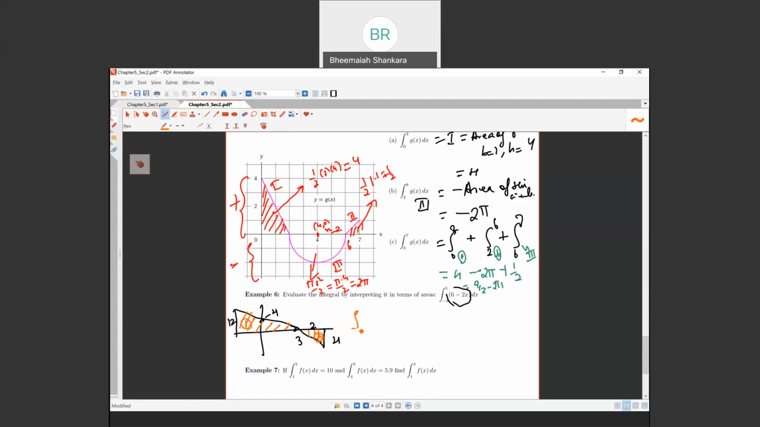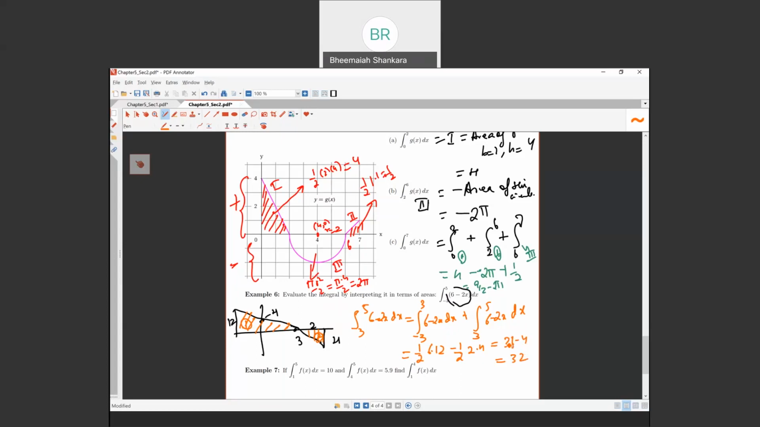So this negative 3 to 5, 6 minus 2x can be divided into two parts. One is negative 3 to 3, 6 minus 2x, and the other one is 3 to 5, 6 minus 2x. So this is 1 half 6 times 12, negative 1 half 2 times 4, area of each of these triangles, 1 and 2, shaded region. Simplify, you see that you get 32.